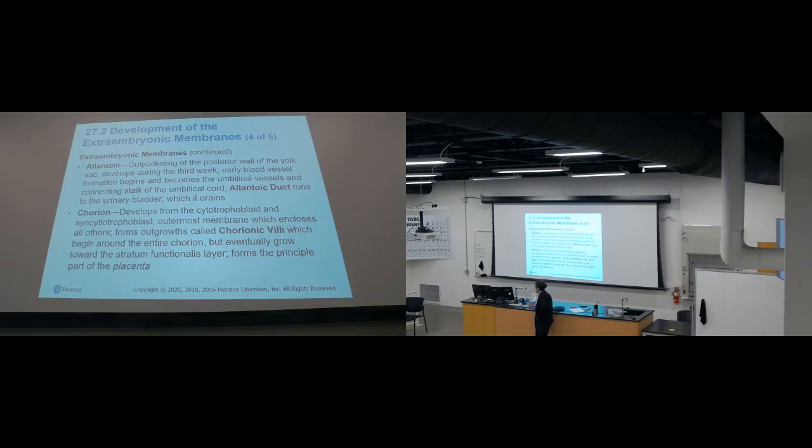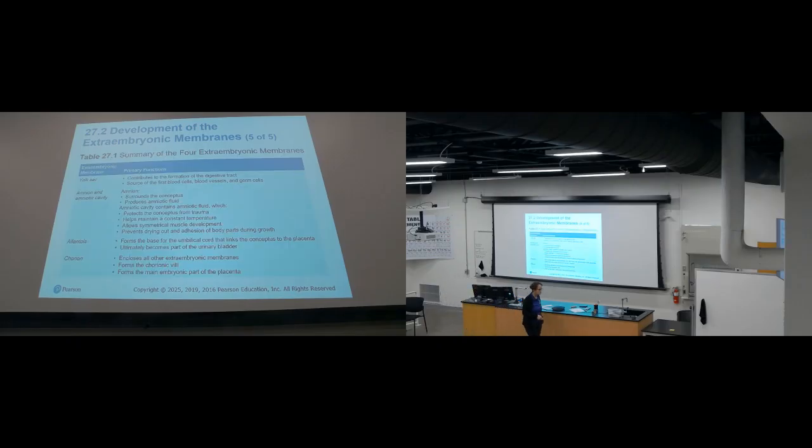And then you also will have the formation of the chorion that develops from the cytotrophoblast and the syncytial trophoblast. And this one is going to extend some chorionic villi that look like little fingers and form the chorion entirely. And then eventually this will grow towards the stratum basalis layer in the endometrium, and it's going to form part of the placenta later.